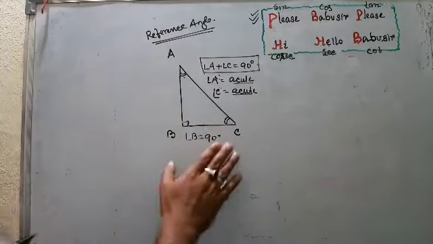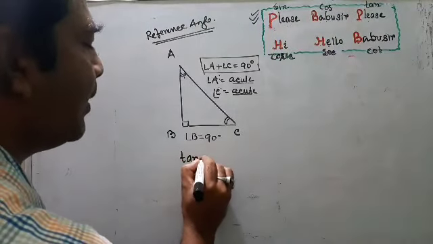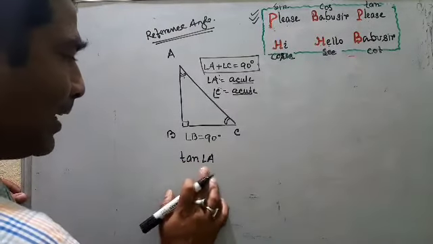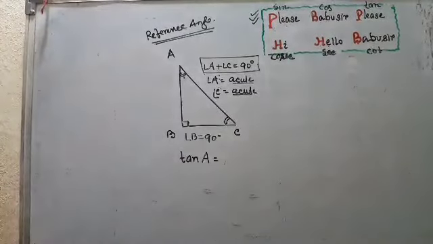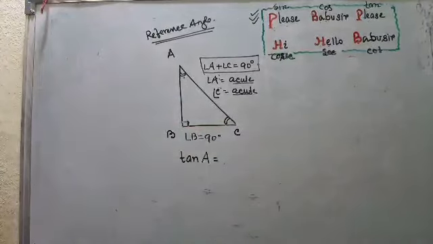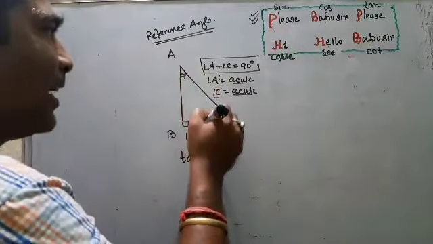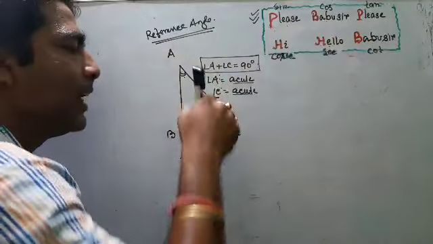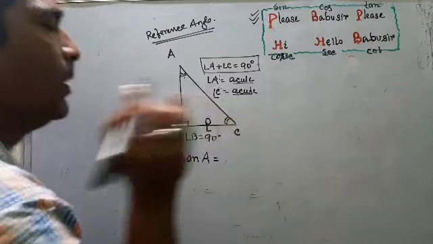Okay. Now suppose it is given tan angle A. In that case, tan angle A is written like this, tan A. So that means A is the reference angle. Clear? So if A is the reference angle, from A the opposite side is BC. So this is the perpendicular, confirmed.